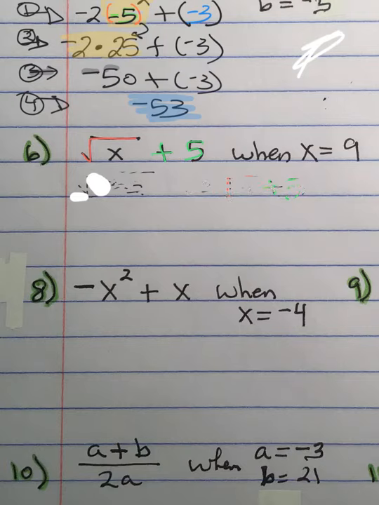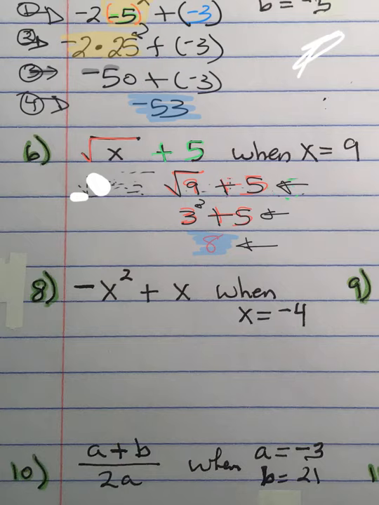Okay, so here's what your work should look like. You should have the square root of 9 plus 5, and then the square root of 9 is 3, and then 3 plus 5 is 8. So that's what your final answer should look like, right? The square root of 9 plus 5 should be your first line. Then you can take the square root of 9, which is 3, and then you can add the 5.